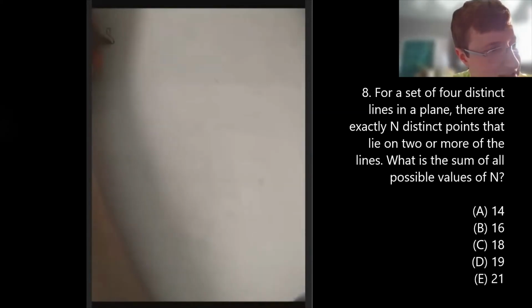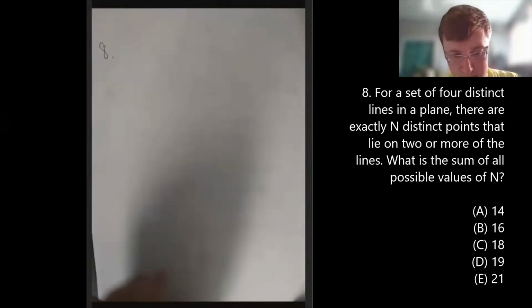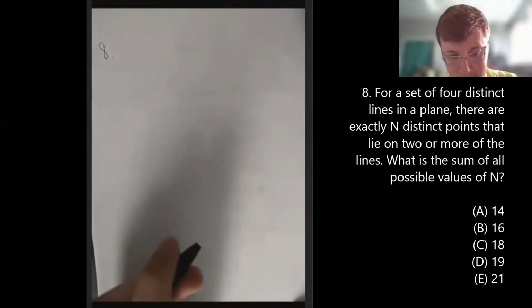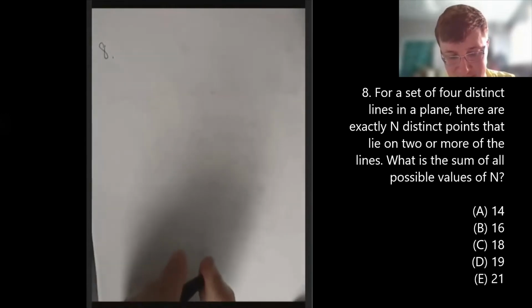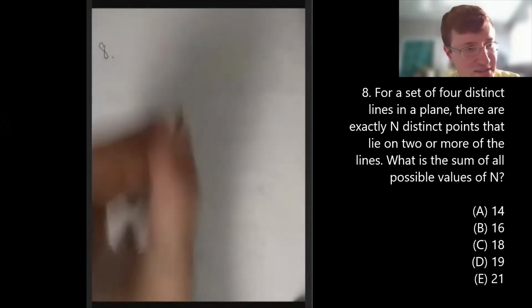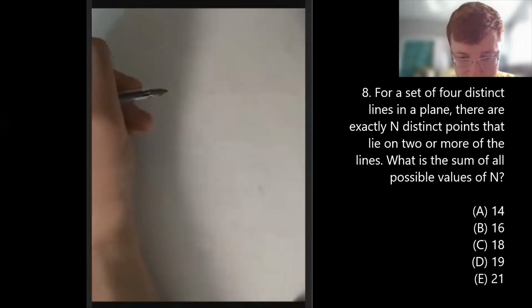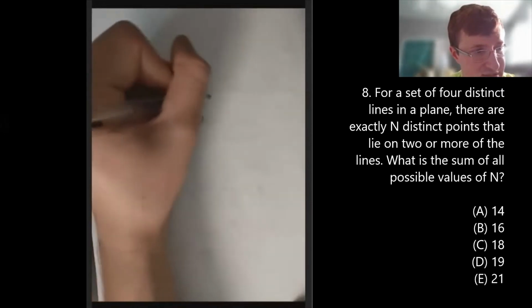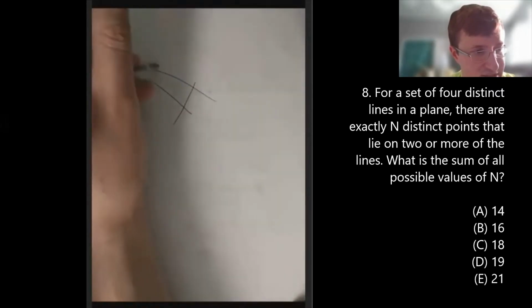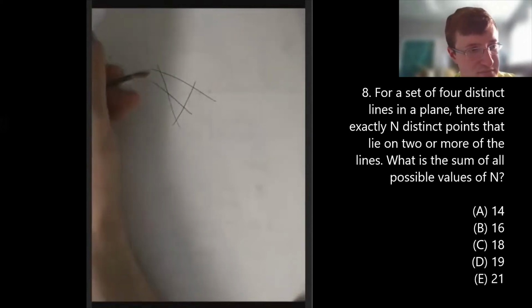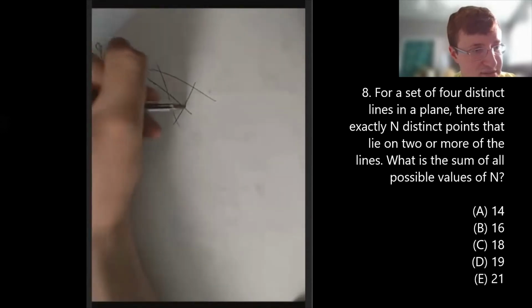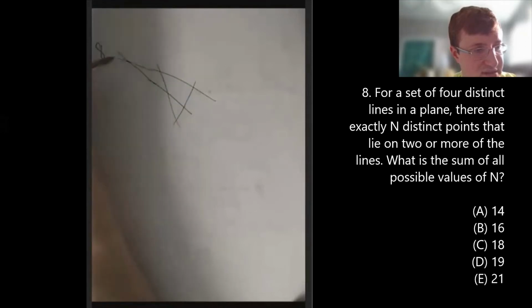Okay, number 8. For a set of 4 distinct lines in a plane, there are exactly n distinct points that lie on 2 or more of the lines. What is the sum of all possible values of n? So I have 4 distinct lines in a plane. I'm just going to draw 4 random lines first. Okay, there's an intersection there. So any 2 of these should intersect somewhere. So there should be 6 intersection points for each of the 6 pairs of lines.